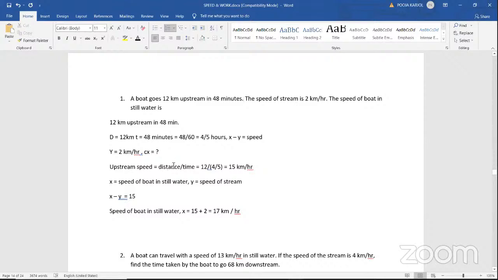So upstream speed is distance by total time, which is 12 kilometers by 4/5 hours, which is 15 kilometers per hour. So upstream speed is made up of two things: the speed of the stream and the speed of the boat. So x minus y, speed of the boat minus speed of the stream, is equal to 15. The speed of the water stream is given as 2 kilometers per hour. Substitute there and you'll get x, the speed of the boat, which is what has been asked.